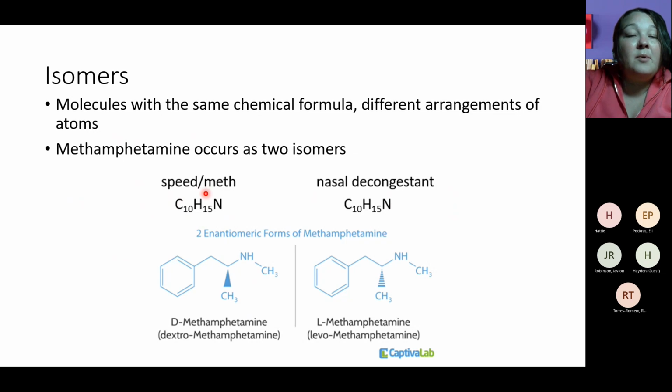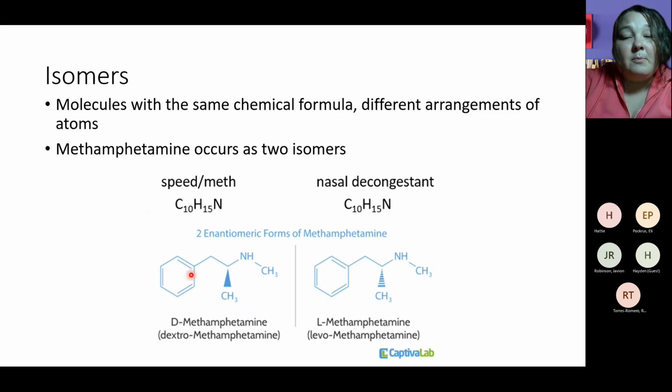So take a look at this chemical formula. Remember, we were discussing that chemical formulas tell you the number and type of each atom within a molecule. So this molecule has 10 carbons, 15 hydrogens, and 1 nitrogen. And now let's look at the decongestant. 10 carbons, 15 hydrogens, 1 nitrogen. They are the same. What makes them different? Well, the arrangement of these atoms.